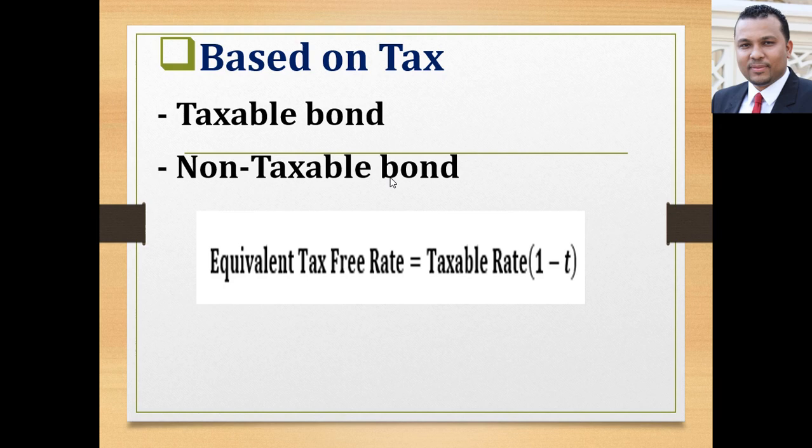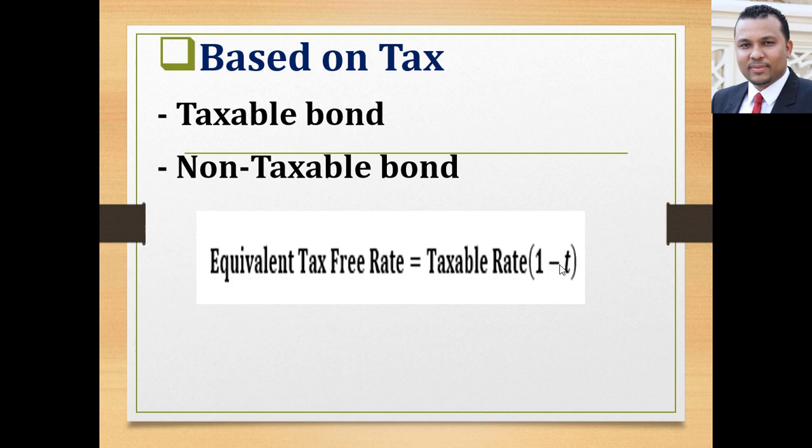Now, how can we compare the two categories of bonds, taxable bond and non-taxable bond? We will use the formula: equivalent tax-free rate equals taxable rate times (1 minus T). T, in our case, equals the marginal tax rate.